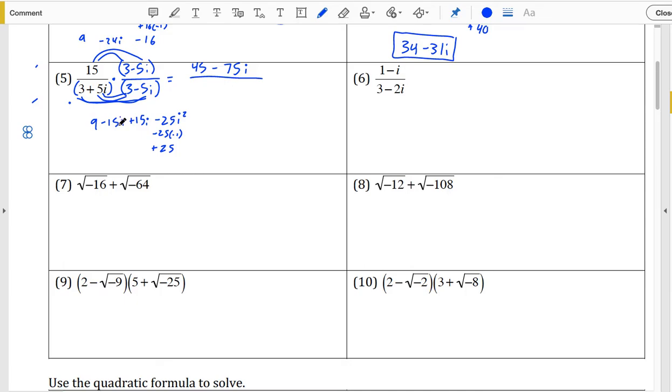Our negative 15i and positive 15i cancel out to 0. So all I have left is 9 plus 25, which is 34. And there we go. So we can leave our answer just like that. So 45 minus 75i all over 34.